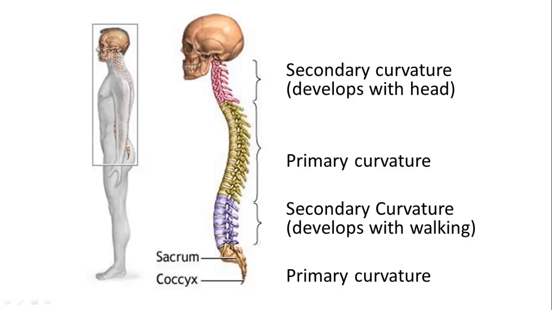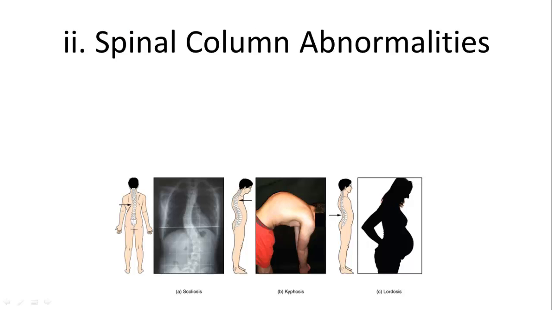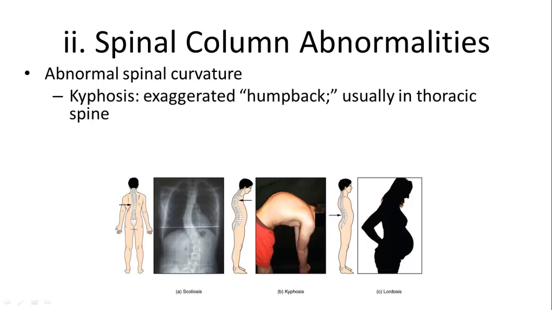Well, sometimes they don't develop as they should, or there may be some sort of developments which can cause the spine to be shaped abnormally. And there are 3 of which we're going to talk about. Kyphosis is an exaggerated humpback, you see that in the middle here, where there is an excess of primary curvature. Okay, this generally happens in older people, but can happen due to injury or other things as well.